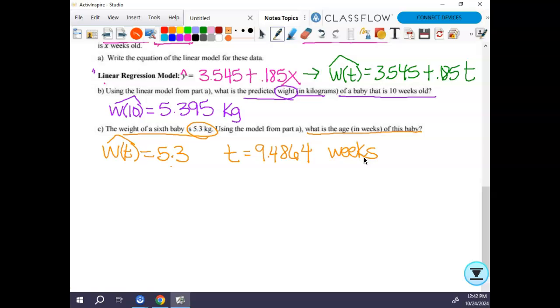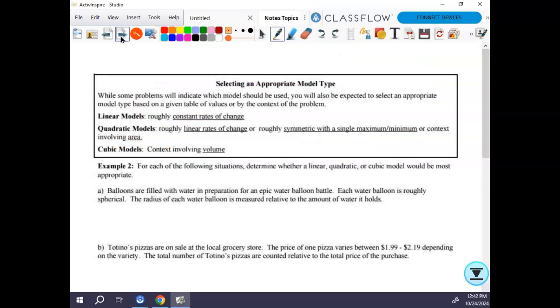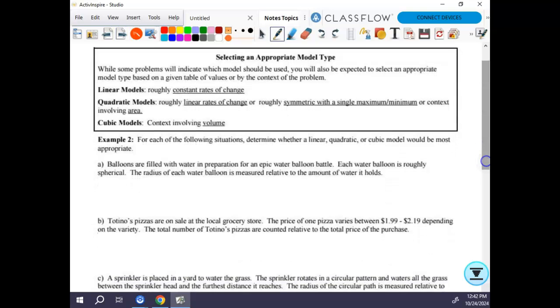All right, so most of what we did so far is probably not any different than some stuff you've already done, except that there's kind of different ways to do it now, and a little nicer ways. So let's flip this over. Let's talk about selecting an appropriate model type. So some problems will indicate which model should be used, just like that one. It'll tell you, this is what you use.